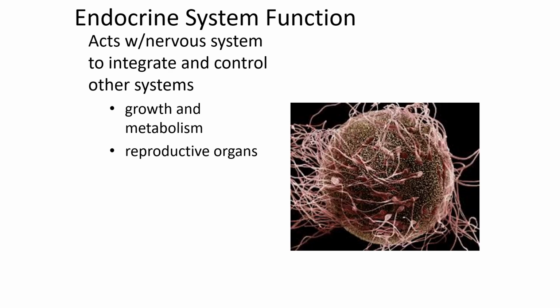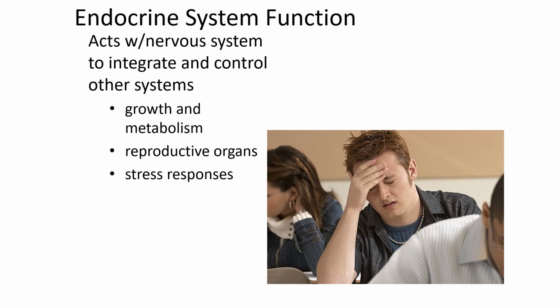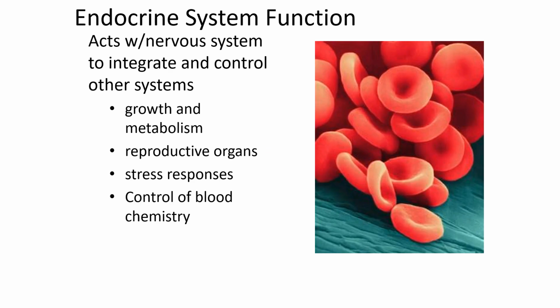It's going to control the development of our reproductive organs. We talked about those sex hormones that play a role with that. It's going to regulate our response to stress. It's going to regulate some of the changes that happen with our blood chemistry in terms of molecules or ions that may fall outside of the threshold, like for example, if blood calcium is too low, or if sodium is too low, or blood sugar is too low. There are hormones typically released by the endocrine system that can help regulate that.